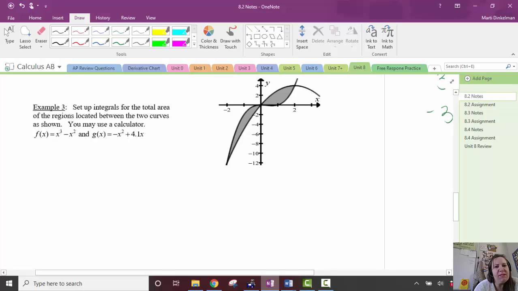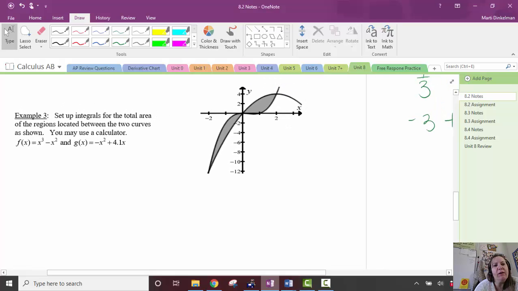Okay, now sometimes something like example 3 happens where it switches what's on top and what's on bottom. Based on the picture, to me it looks like that guy is the cubic. Okay, he looks like he goes like this. And then we have this parabola right here. So this is the negative x squared plus 4.1x. And the fact that it's a 4.1 tells me we're probably going to get to use our calculator here.